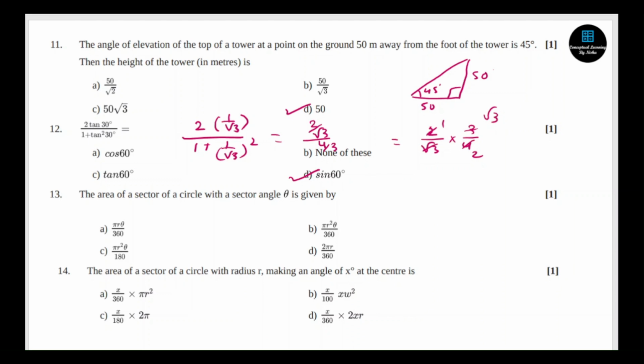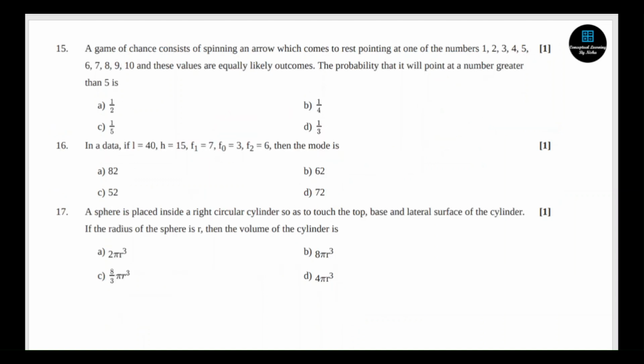Alright. Now the area of a sector of a circle with sector angle theta is given by. Very easy question. They are just simply asking the formula. So pi r square theta upon 360. Correct? Okay. This is also a very easy question. The area of a sector of a circle with radius r making an angle x degrees at the center. Same question they have asked, right? So this is x upon 360 into pi r square. Very easy question. Alright.